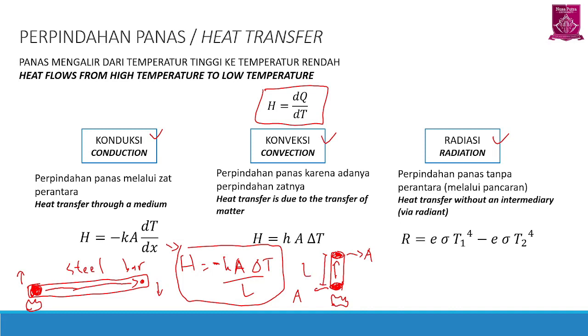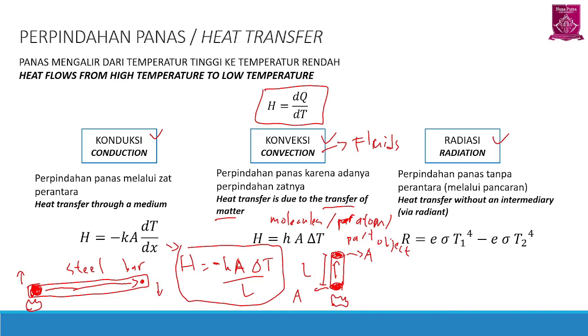And for convection, the heat transfer is due to the transfer of matter, so there are molecules, atoms, or parts of the object moving. Convection happens in fluids, like gas or liquid, because the transfer is due to the displacement of the matter.